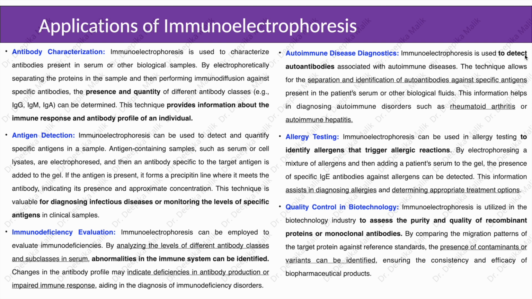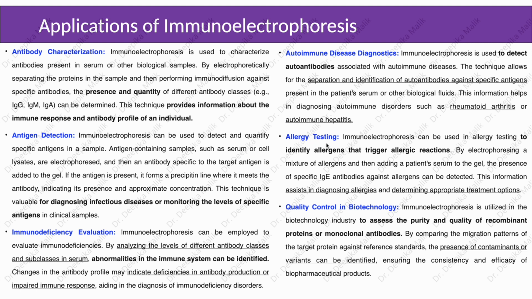Autoimmune disease diagnostics. Immunoelectrophoresis is used to detect autoantibodies associated with autoimmune diseases. The technique allows for the separation and identification of autoantibodies against specific antigens present in the patient's serum or other biological fluids. This information helps in diagnosing autoimmune disorders such as rheumatoid arthritis or autoimmune hepatitis.